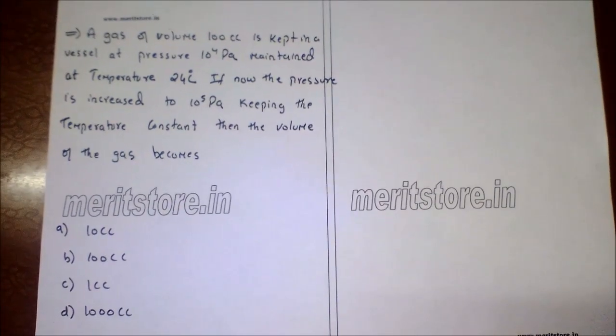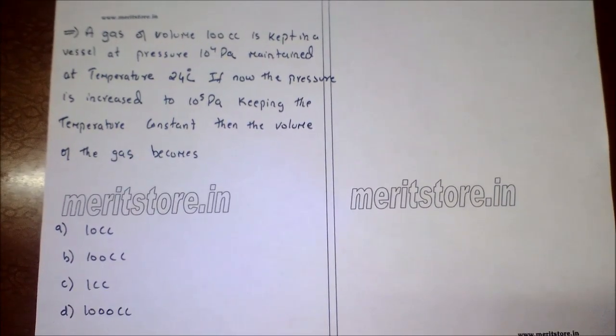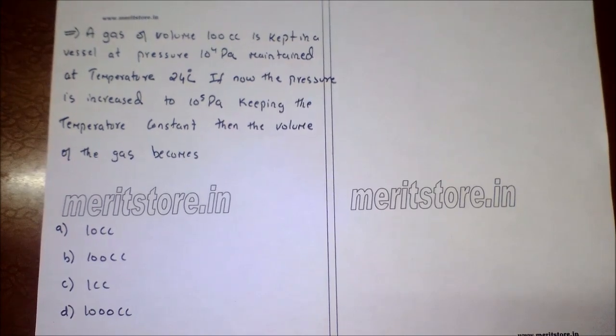A gas of volume 10 cc is kept in a vessel at pressure 10 raised to 4 Pascal, maintained at temperature 24 degrees Celsius. If now the pressure is increased to 10 raised to 5 Pascal, keeping the temperature constant, then the volume of the gas becomes.